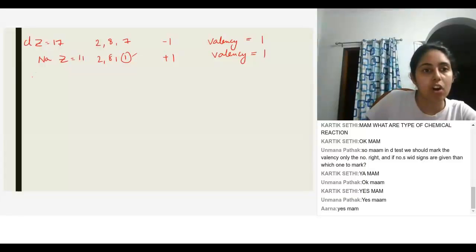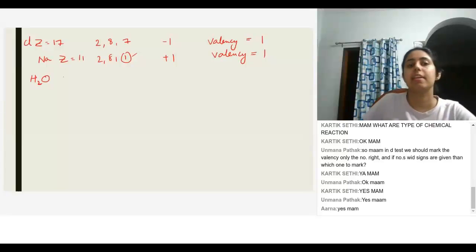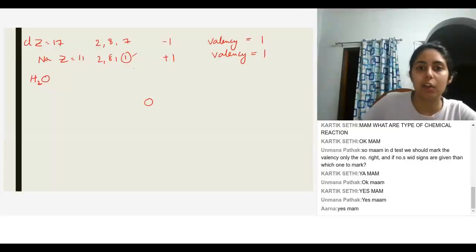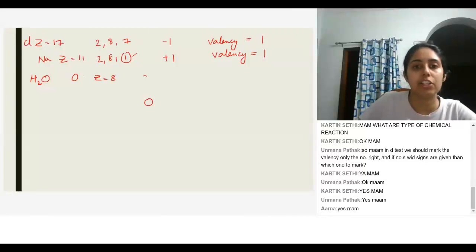Now we'll draw H2O. H2O is nothing but water, and oxygen has atomic number 8. Its electronic configuration is 2,6. So I'm just going to draw the Lewis dot structure of oxygen.